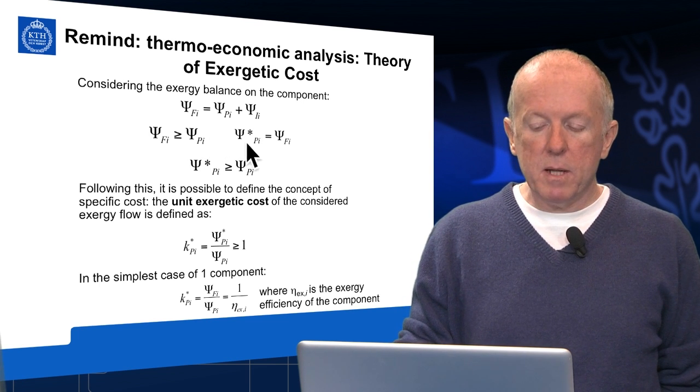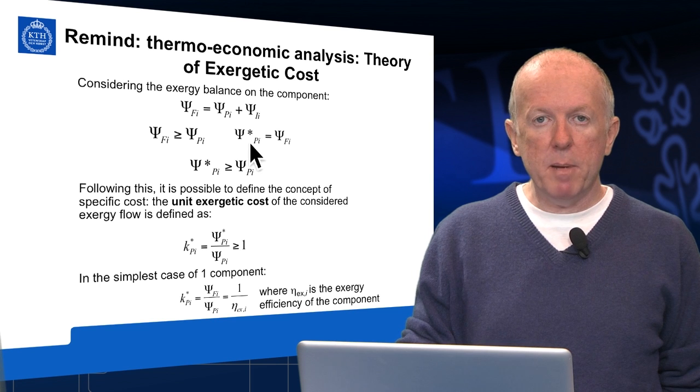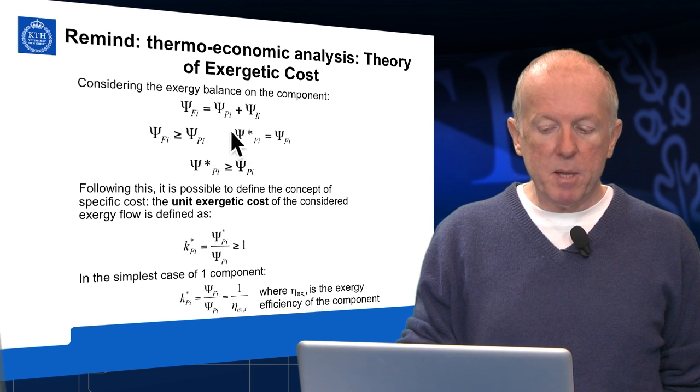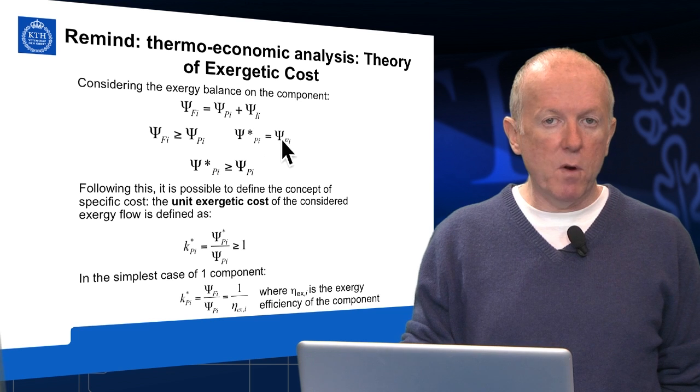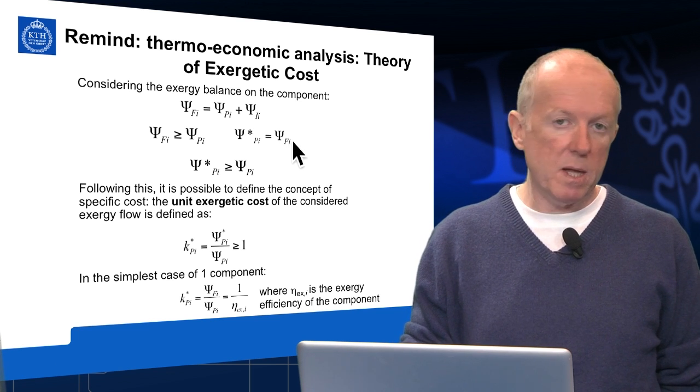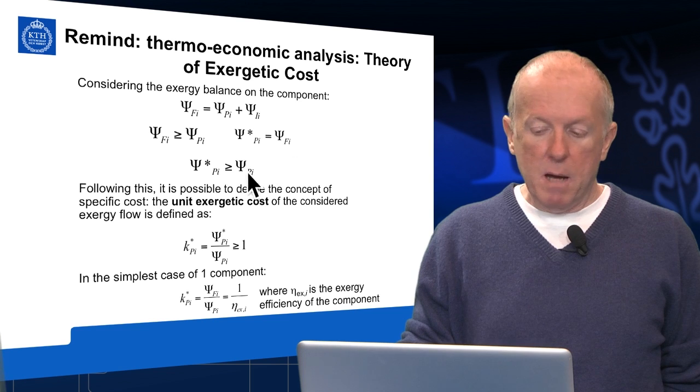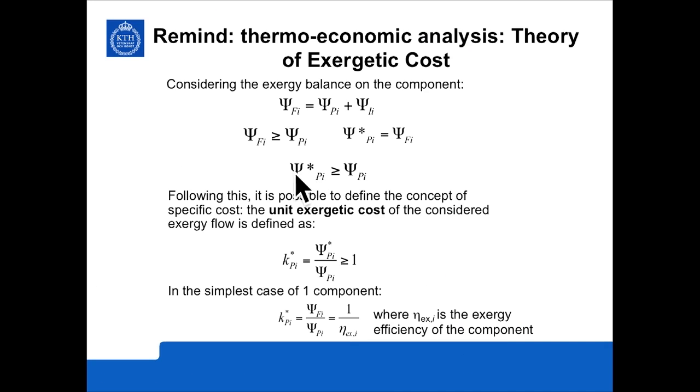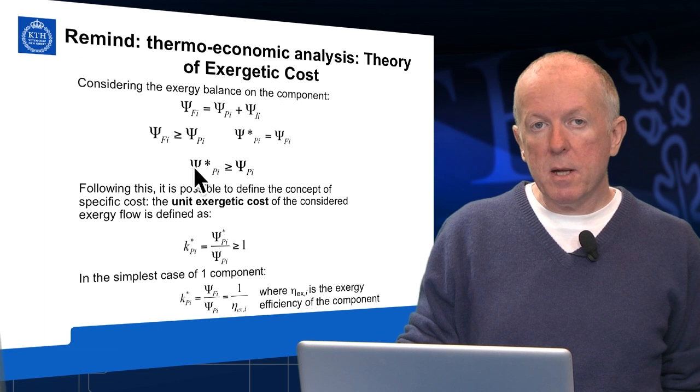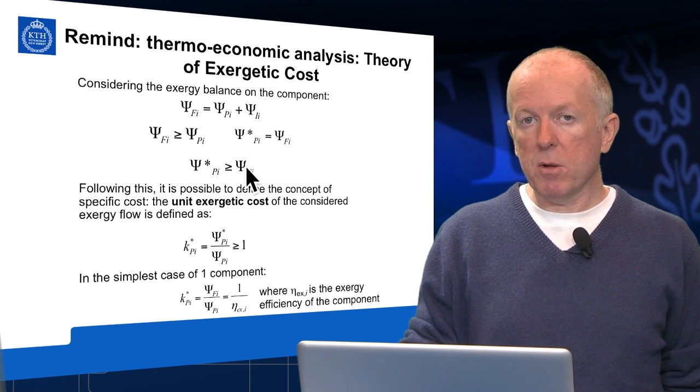Because the exergetic cost of the flow P, named ψ*_P, is equal to the exergy flow of the fuel ψ_F, as we said in the previous slide, we can conclude that the exergetic cost of the product P, which is ψ*_P, is always higher than, or in the extreme ideal case equal to, the exergy flow of the product itself, ψ_P. So the exergetic cost is higher than the exergy content of a flow.